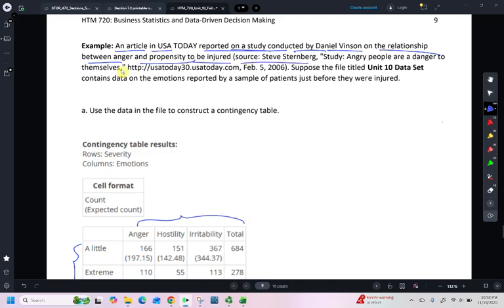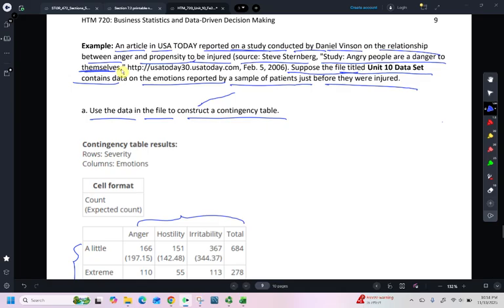This is sourced from Steven Sternberg, and the title of the reference paper here is "Study: Angry People Are a Danger to Themselves." The data set is contained in our Unit 10 data set, which contains data on the emotions reported by a sample of patients just before they were injured. Now, a very good way to start off with some descriptive statistics on the data is to use the data in the file to construct what? A contingency table.